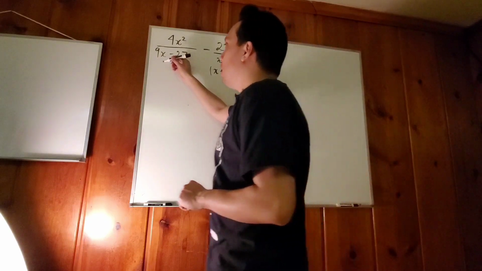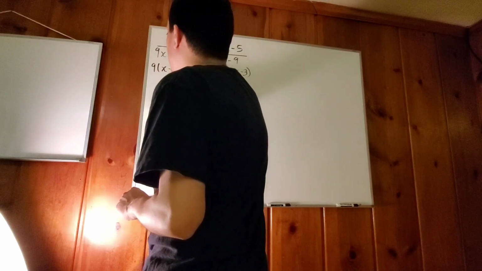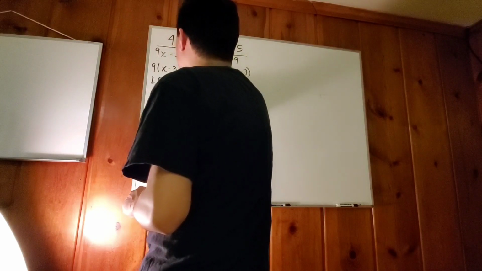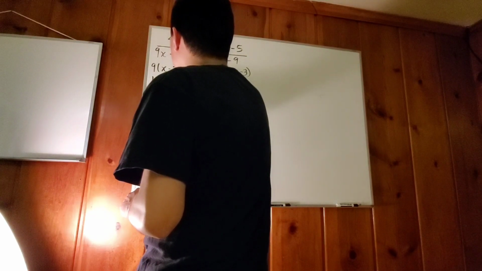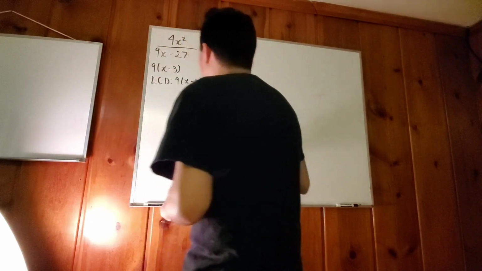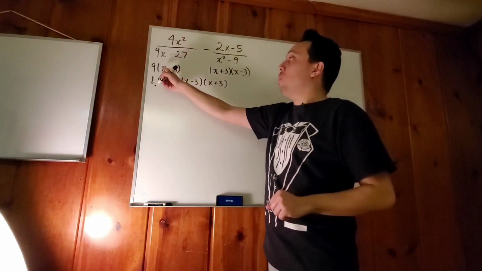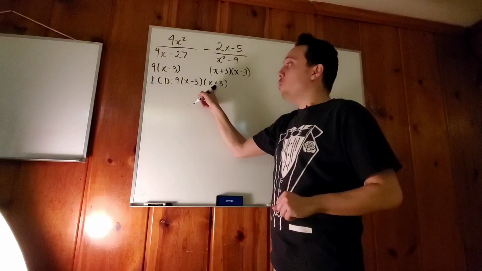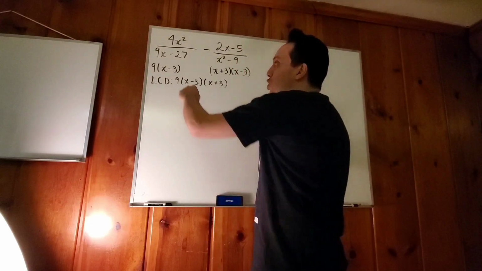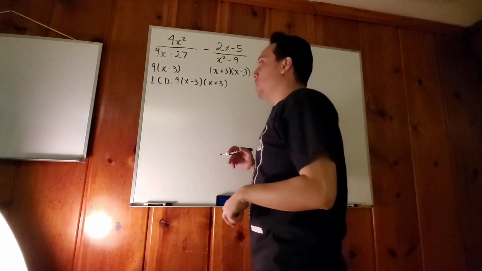In here, though, we're going to factor out the 9, and so it's going to be x minus 3. And so my LCD, my least common denominator, is going to be 9 times x minus 3, x plus 3. Okay, so for the first term here, we have to multiply by x plus 3 over x plus 3, which is 1. And so that means that I'm really not changing it. I'm just changing the denominator so that I can actually subtract them. So this is really important to do.